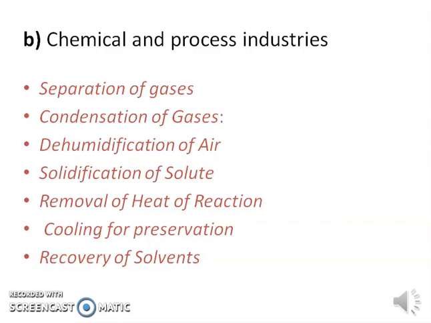Next one is the cooling for preservation. Many compounds decompose at room temperature or evaporate at a very fast rate. Certain drugs, explosives and natural rubbers can be stored for a long period of time at low temperature. Next one is the recovery of solvent. In many chemical plants, solvents are used, which usually evaporate after reaction. These can be recovered by condensation at low temperature by the refrigeration system. Some examples are acetone in film manufacturing and carbon tetrachloride in textile production.